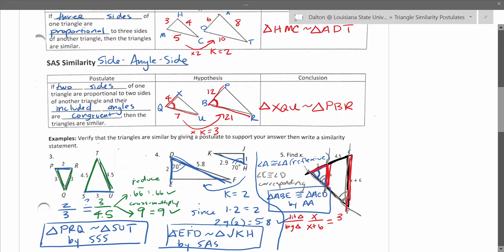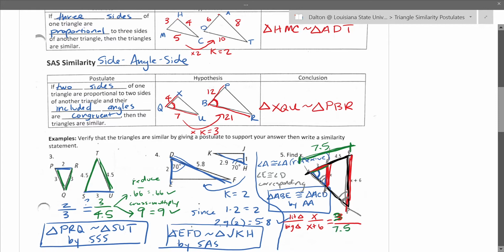And this is the very tricky part, so don't let it trick you. 3 is the upper length of the small triangle. And it corresponds with the entire upper length of the big triangle. So it doesn't correspond with 4.5, but the whole side length is going to be 3 plus 4.5, which is 7.5. So 3 over 7.5.